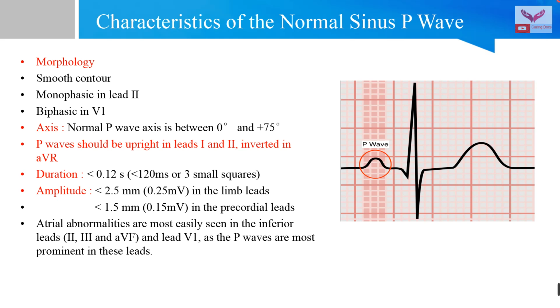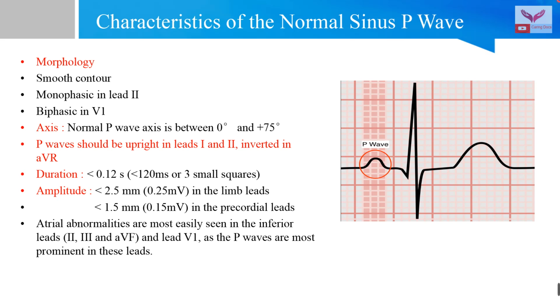Whenever we see the P wave, we usually see lead 2 and lead 1. It should always be upright in lead 1 and lead 2, and it should be inverted in AVR. Normal duration of the P wave is less than 0.12 seconds, as I already told, or less than 3 small squares, and its amplitude is less than 2.5 mm. In the limb leads, 2.5 mm means 2.5 small squares, and it should be less than 1.5 mm in the precordial leads, that is V1.